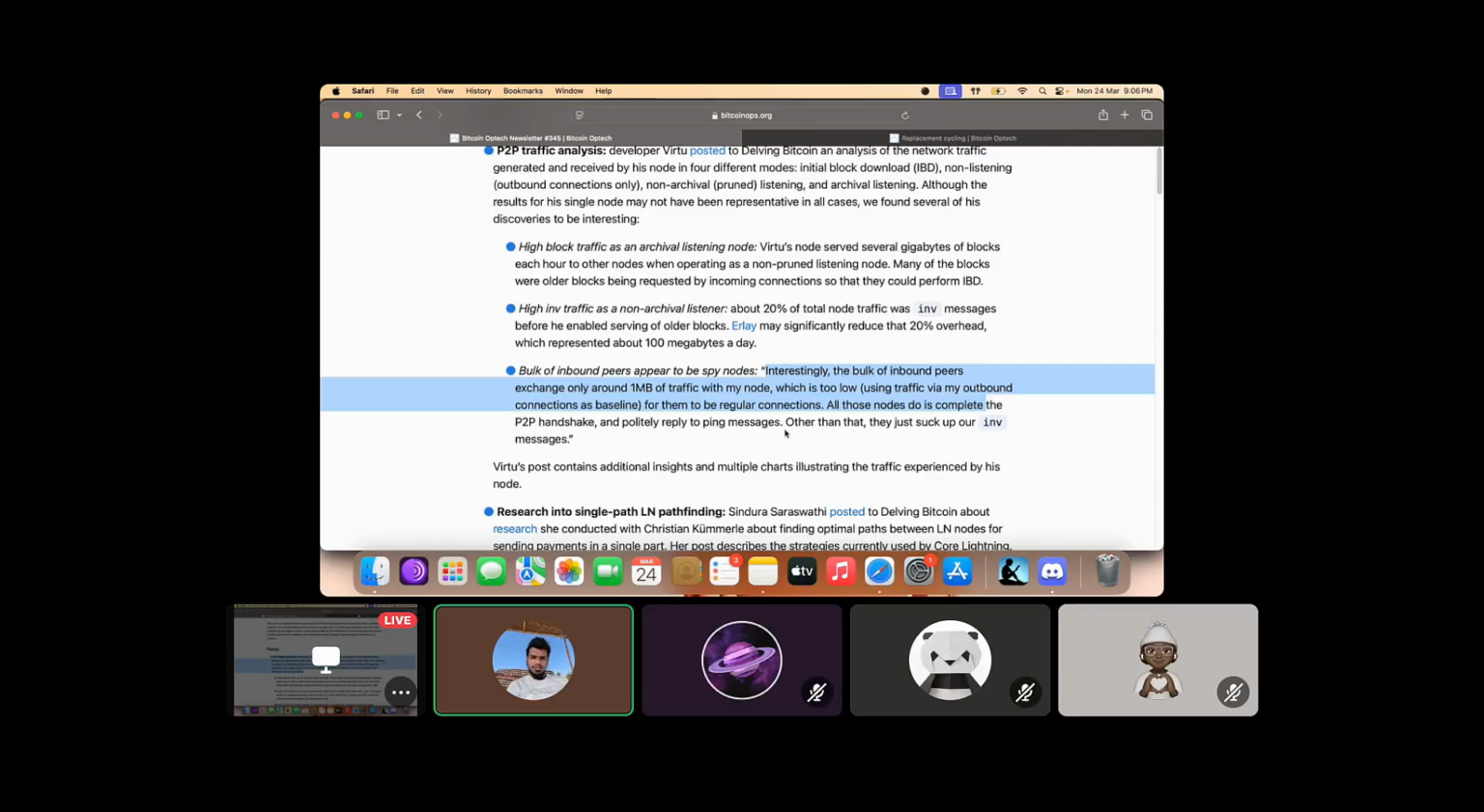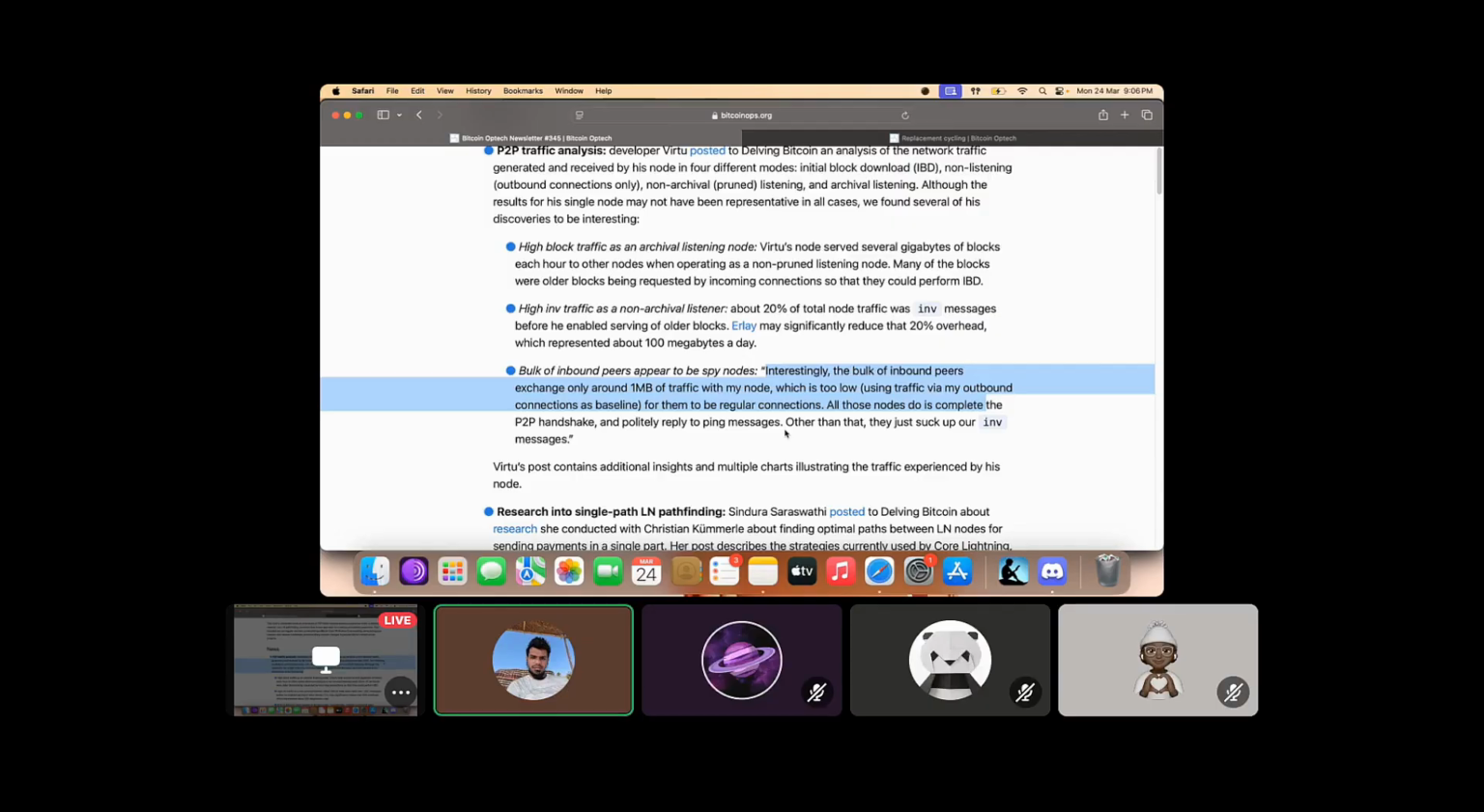Ping messages are messages that you exchange with peers to ensure that they are alive, that they are still online. You send a ping message, then they send a pong message, and then you know that the connection is still alive. If they don't reply, then you would want to flush them out of your peer list because they're not active anymore.